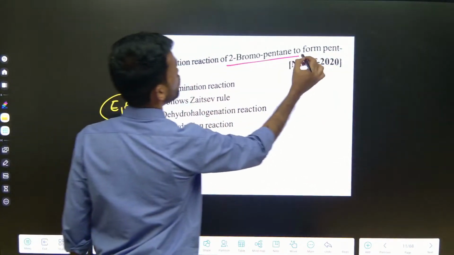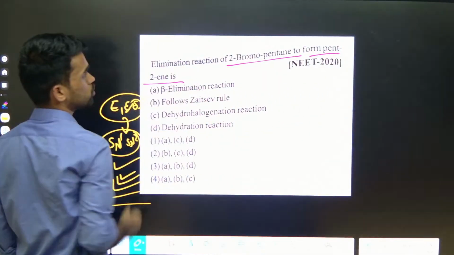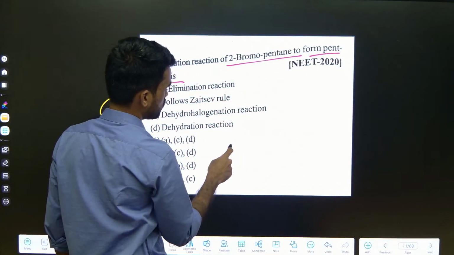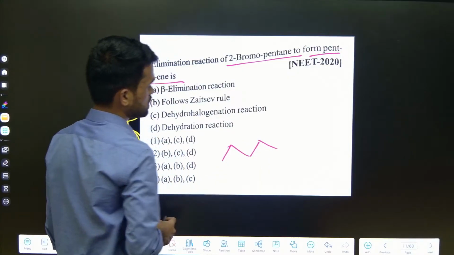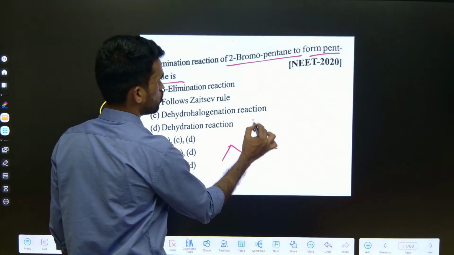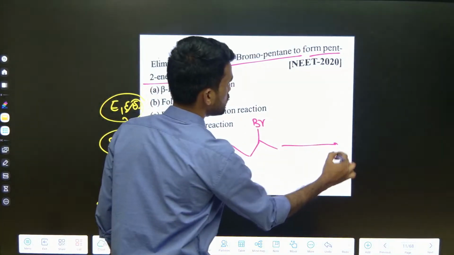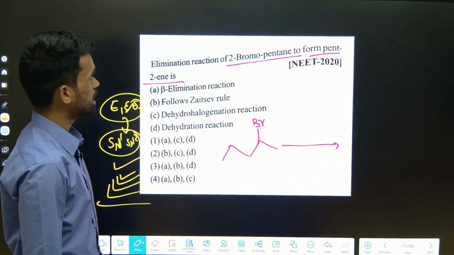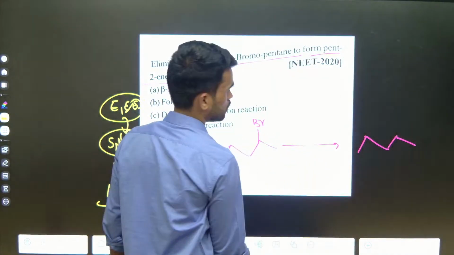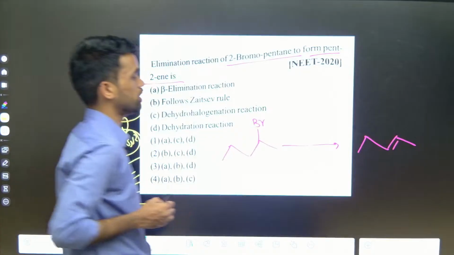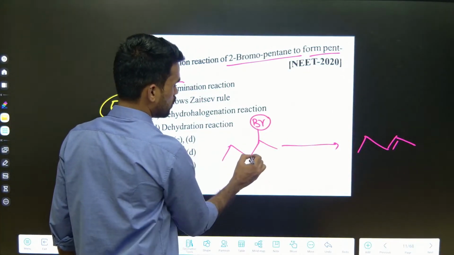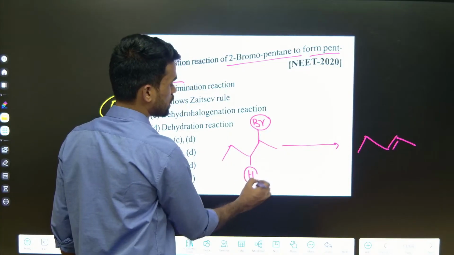Look at this: elimination of 2-bromopentane to form pent-2-ene. This is a pentane, with carbons 1, 2, 3, 4, 5. At the 2-bromo position, bromine is there, so it will be involved in the elimination reaction to form pent-2-ene. What is happening here? From this carbon the bromine is removed, and from the internal side we are removing hydrogen.